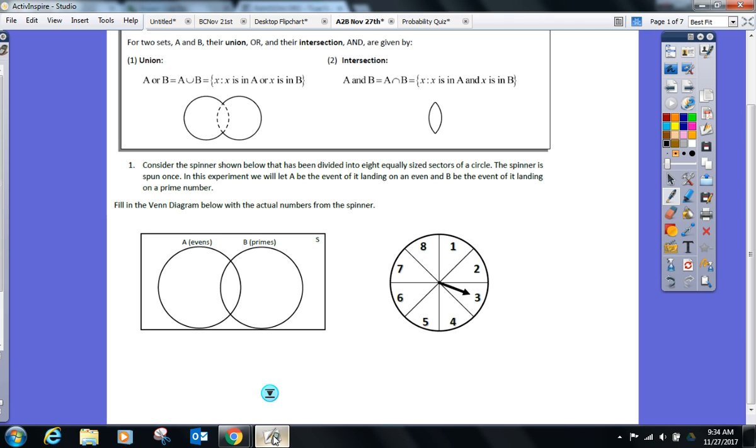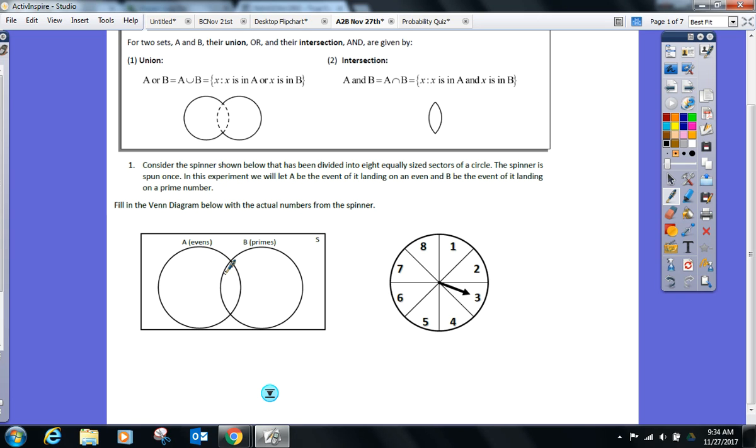All right, so let's look at our Venn diagrams. I have a spinner, 1 through 8. I want to fill in the Venn diagram for evens and primes. Anybody remember from your Venn diagram days what goes in the middle here? The intersection, both of them.